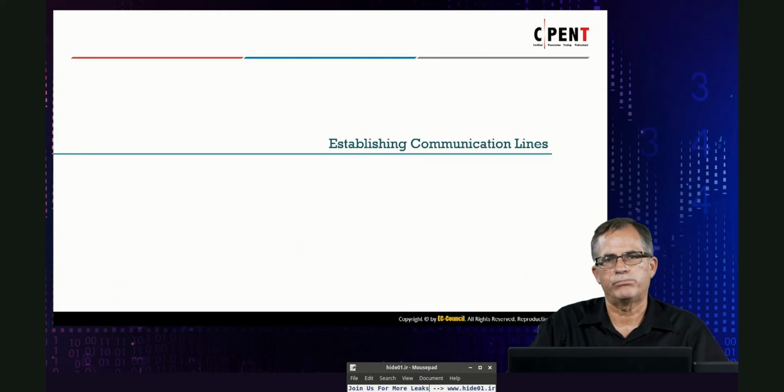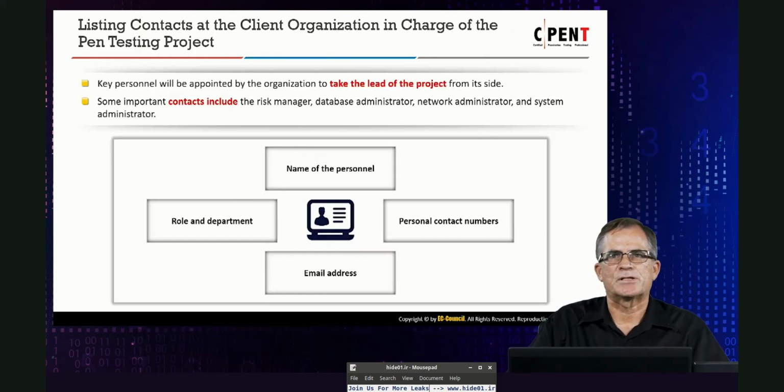Communication is one of the critical components of any type of testing. You've got to make sure everybody communicates. Lack of communication will sink a penetration test in a relatively short time. So when we start looking at it, we have to identify the name of the personnel, the role, the contact numbers, the email addresses, and then somebody in the organization who's going to lead the project. That's the whole type of thing.